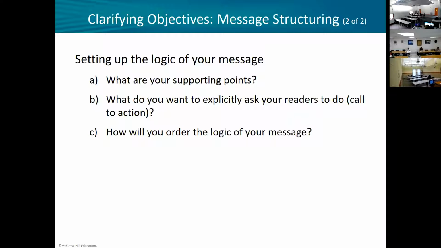Many students don't say what they want me to do. Do they want me to help them? Do they want me to point out where they can find the answer? Do they want me to give them the answer? I mean, there's lots and lots of alternatives. So how will you order the logic of your message?